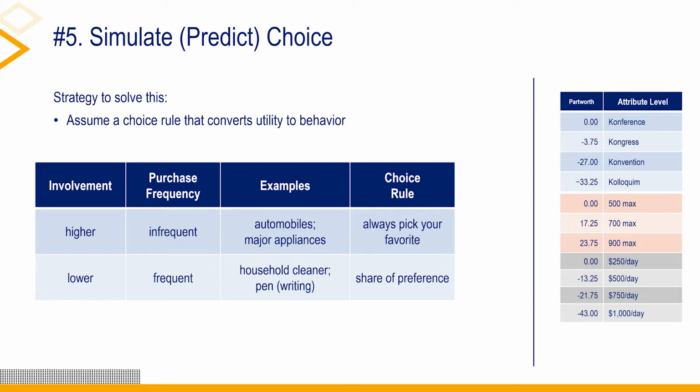Number 5, choice simulator. We need a choice rule to translate preference utility into behavior. Consider 2 broad decision contexts. The first is an infrequently purchased high involvement product category, like buying, say, a refrigerator. In this situation, we assume the buyer always picks their favorite from the choice set. We call this rule first choice. The second is a frequently purchased low involvement product category, like, say, buying a household cleaner. Here we assume that the buyer can pick any of the options, but in proportion to some function of the utility of each. We call this share of preference.